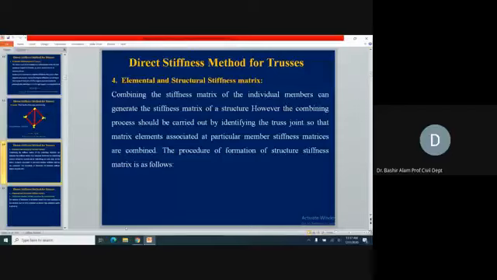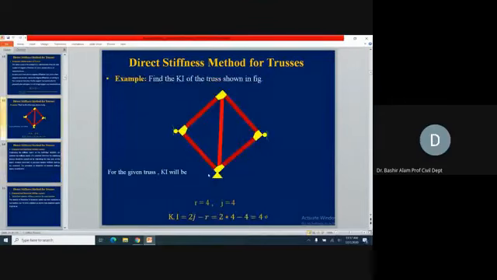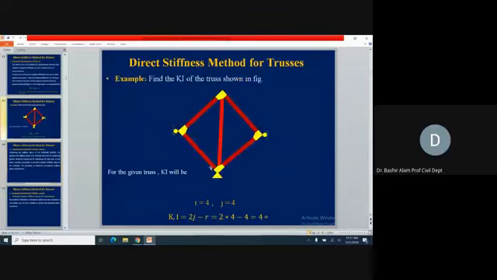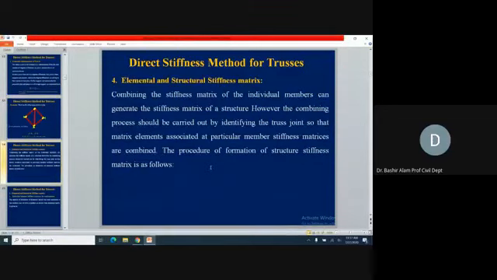and structural stiffness matrices. Now, the kinematic indeterminacy we already discussed. Now, combining the stiffness matrices of the individual members can generate the stiffness matrix of a structure.